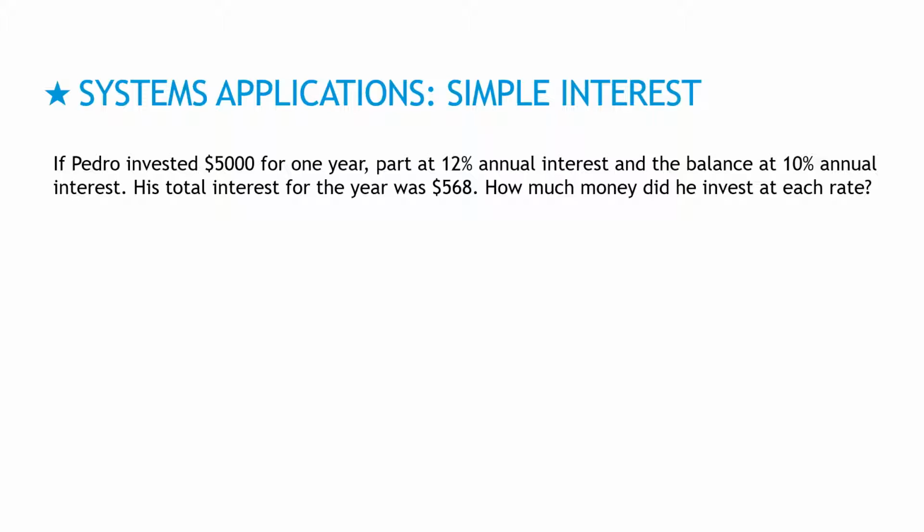So again, we're looking at how much did Pedro invest at each rate. I'd love to know where Pedro is investing his money because those are pretty solid interest rates. So he invested 5,000 total, again for 1 year. My variables are going to be how much in each account. So I'm going to do step 1 up here. I'm going to say X is the amount or principal in the 12% account, and then Y is going to be the amount or principal in the 10% account.